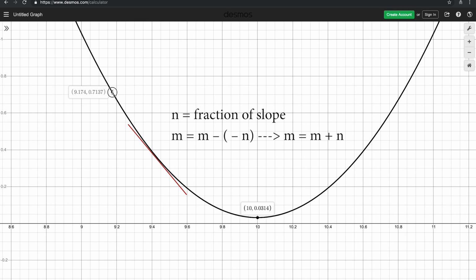So again, if we're on this side, the function is sloping down, or the derivative of the function is sloping down. So if it's sloping down, then it's negative. And if we have the m value, and we know that right now m is 9.259, and we want to get it to 10, we have to increase it. So we subtract a fraction of it.